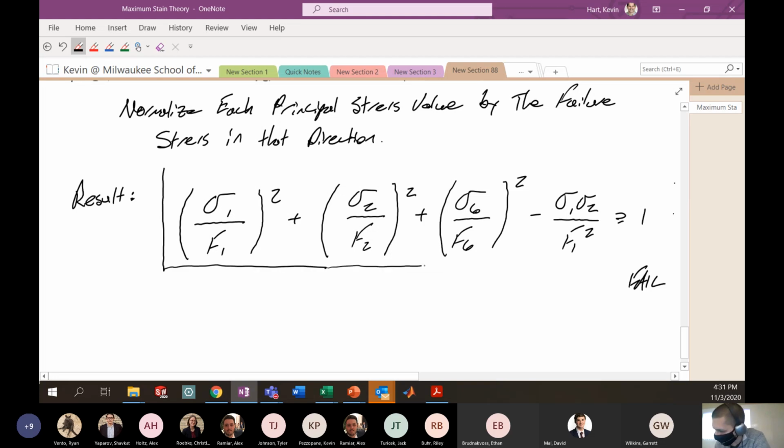Very similar in flavor to von Mises. Tastes like chicken, just like everything else.